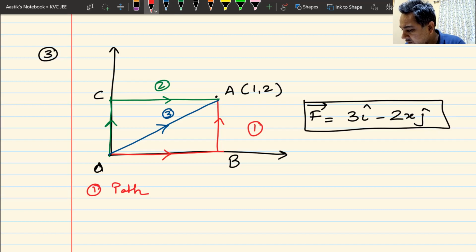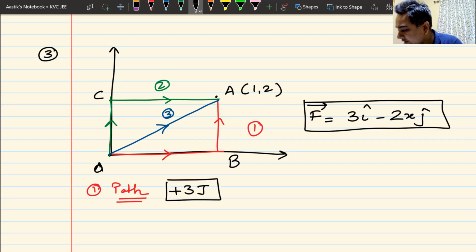Path number one. Anyone got the answer for this? Yes, beta. Tell me what is the answer. Plus 3 joules is the answer I've got. Okay, let me see if I get the same answer. Important thing is not to get the answer. Important thing is to do it in the correct way. Tell me how you have done it.